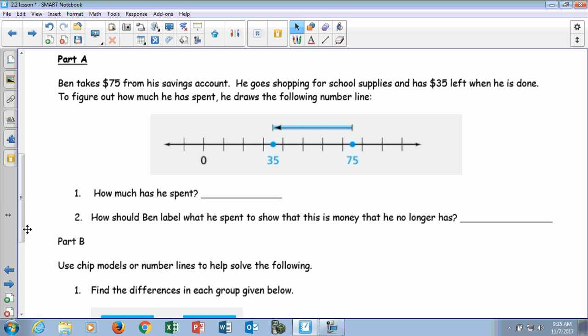So how much has he spent? We've got to think about it: we go from 75 to 35. Look on the number line. Where's that number line ending? It ends at 35. So if we have 75, and these numbers are 10, which means if I go halfway here, that distance is also 10. So 10, 20. So how much money has he spent? Yeah, he spent $40.